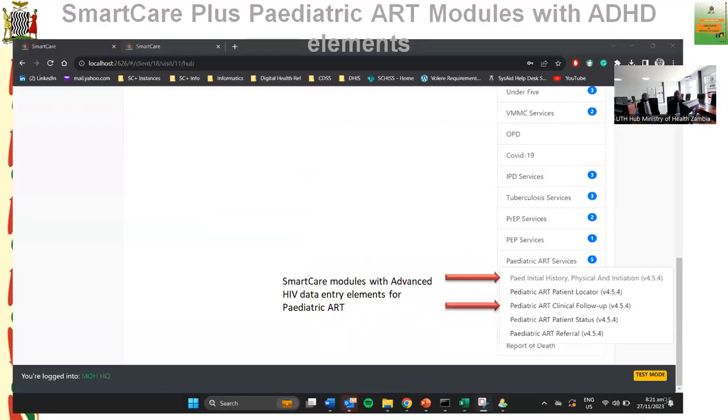Yeah, so in both the IHAP for pediatrics and adults form, we do have areas for AHD. We hope that these will be filled as you are doing both the IHAP and the clinical follow-up form. So this is on SmartCare Plus, but similarly, even in the legacy, these data points are there. Next slide.